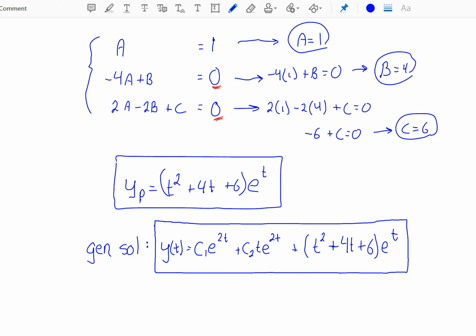Okay, this has finished the last example I had for you in chapter 4.4 using the method of undetermined coefficients. I hope this gives you enough for working on your homework in this section, and I will see you next time.